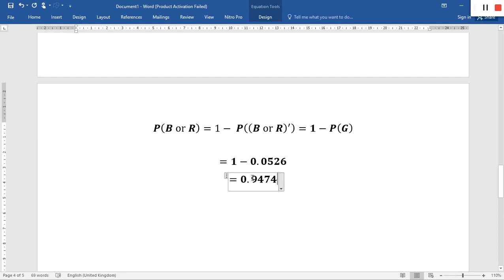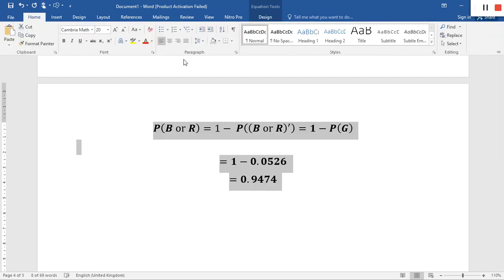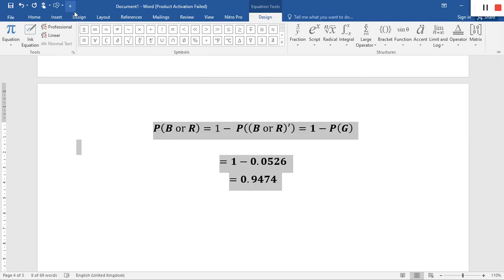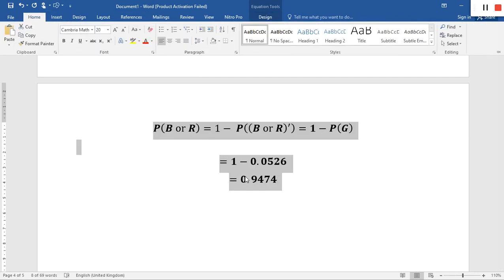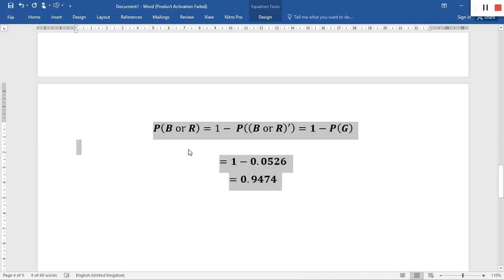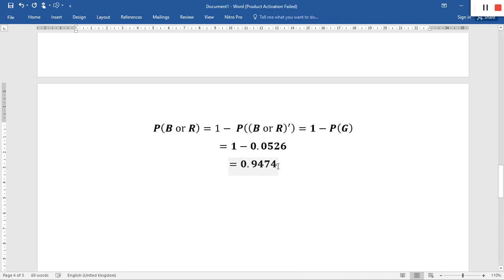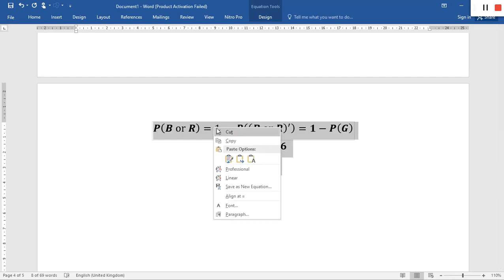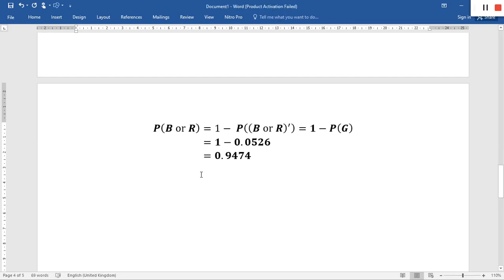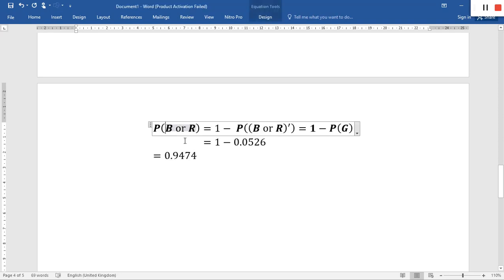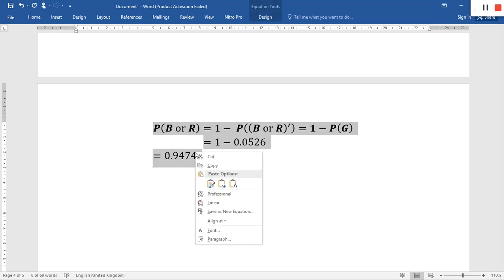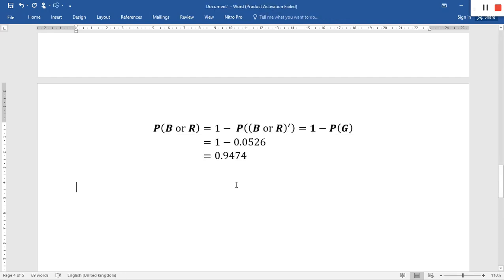0.9474. Yeah, let's try to align all this. Now what are we doing here? We are trying to combine some events, and as we combine those events, we are looking at the complement case now. I'm so sorry about this, I'm just trying to align the equation. All right, so that gives you the probability when we're not looking at the black or red, we're looking at this.